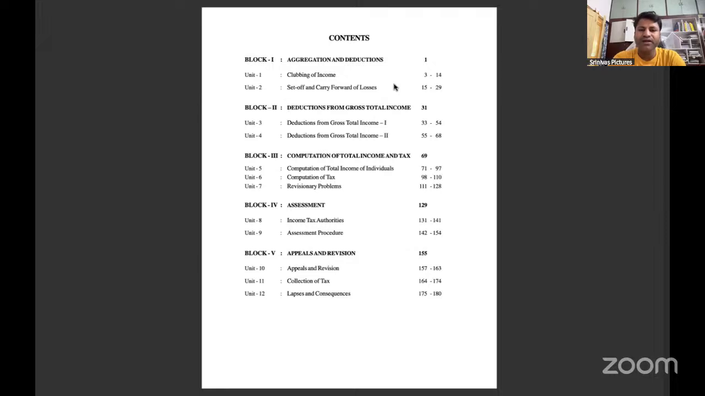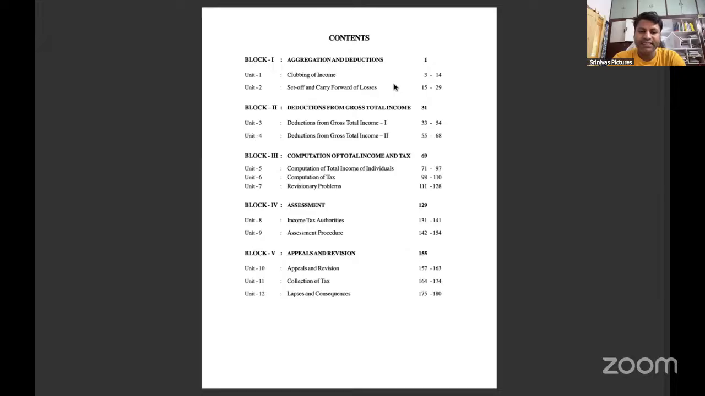Next, after clubbing of income and after set-offs and carry forward, comes deduction from the gross total income. What does gross total income mean? It is the aggregate of the 5 heads of income. First we do the clubbing of income, set-off and carry forward, and after totaling that entire income, that is called the gross total income. From that gross total income, we deduct some deductions which are allowed by the income tax department.